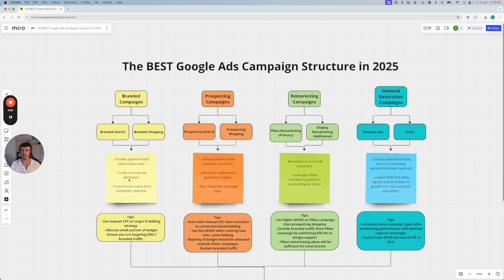Now, the final point, which becomes very important when you're a larger brand and when you have major competitors, is it allows you to protect your brand name from competitor searches. When you get to a certain size, your competitors will want to try and leech off your audience, right?